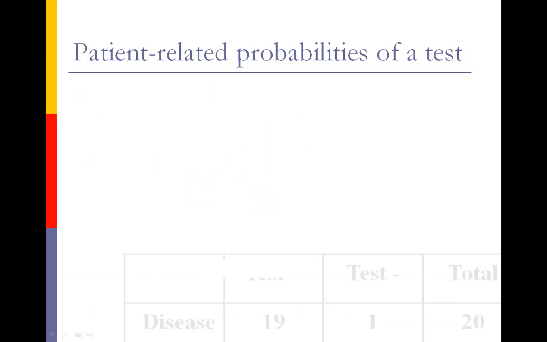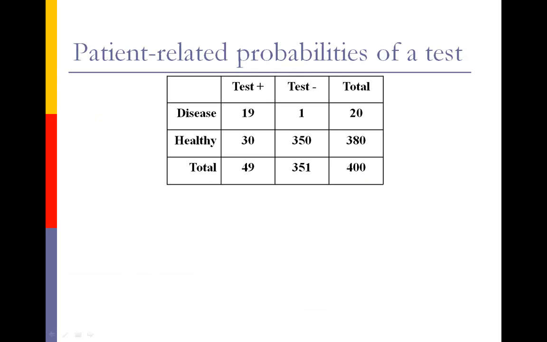Let's say that we have collected data about a certain test, which is for a certain disease, and these are the numbers that we got. We have tested 400 patients. Of them, 380 were healthy, and we knew that through some other means. And 20 had the disease. Of those 20, 19 tested positive, 1 tested negative. Of the 380, 30 tested positive, 350 tested negative. Let's say this is the situation that data collection gave us.